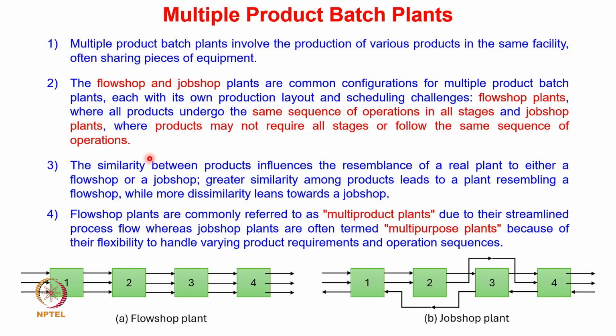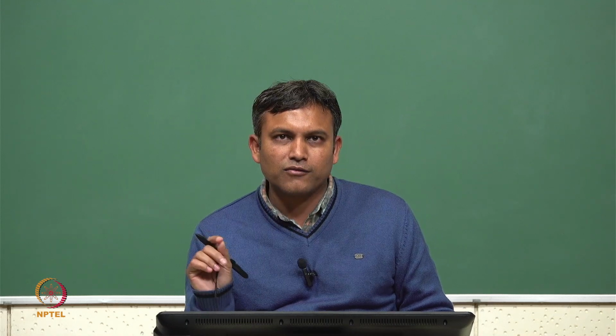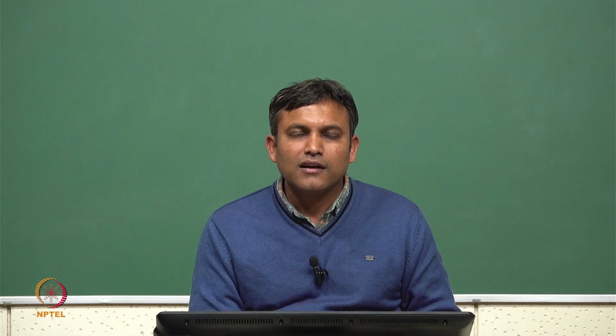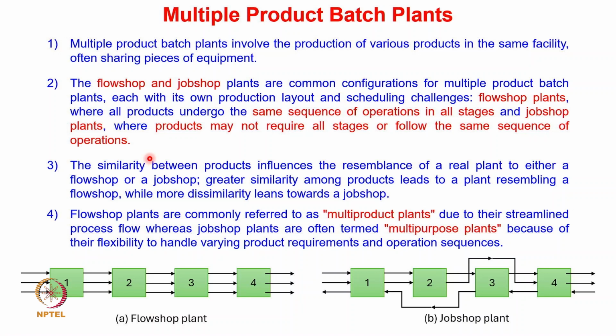So what we are trying to say here is, when we are looking at flow shop plants, whenever we are looking at multi product plants, all these products are following the same sequence of the stages, and the same equipment is used sequentially. Whereas in job shop plants, for different products, the sequence of the equipment may not be the same. Also, some of the operations may not follow the same sequence, isn't it?